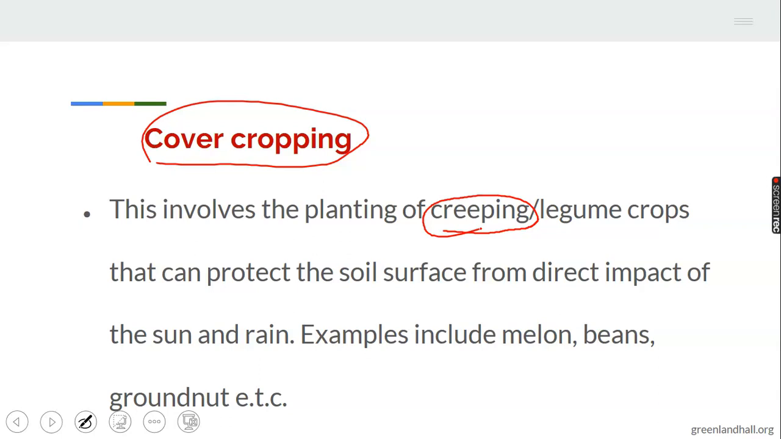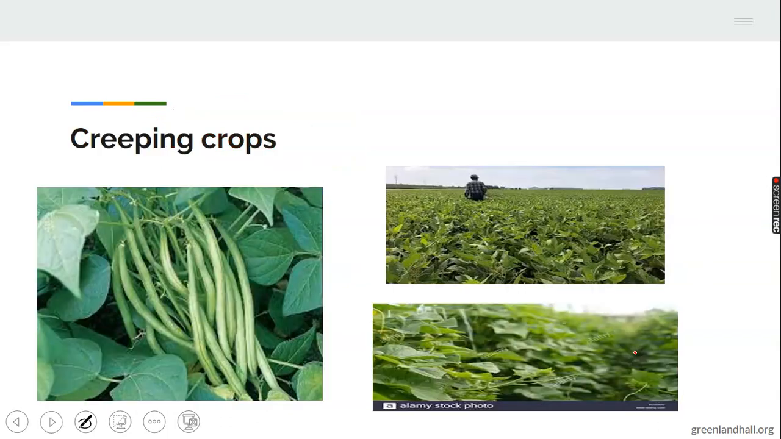You see these crops spreading around the farm generally. The entire farm, they cover the land before they can produce. They are allowed to spread. So they are generally called creeping crops. And most leguminous crops are as well creeping crops. We have examples like melon, beans, groundnut, and so on.